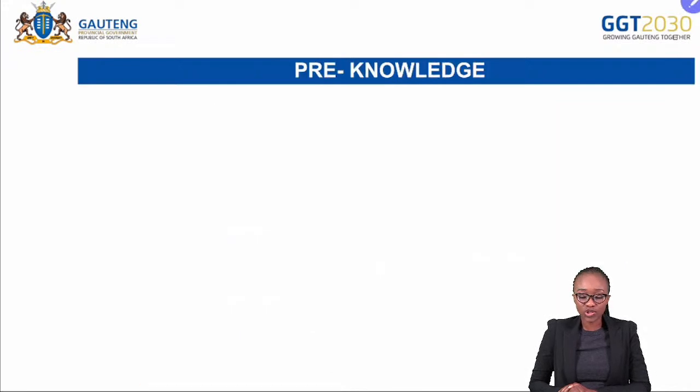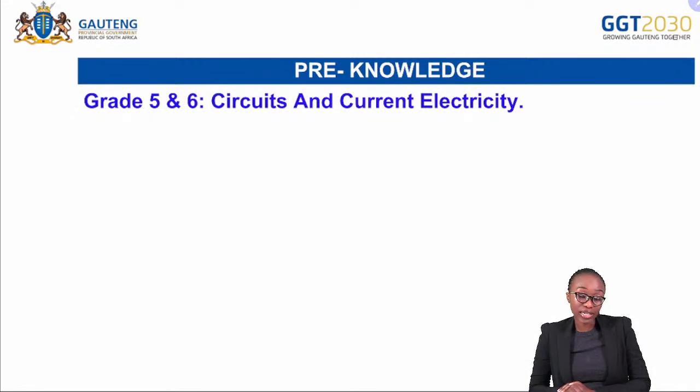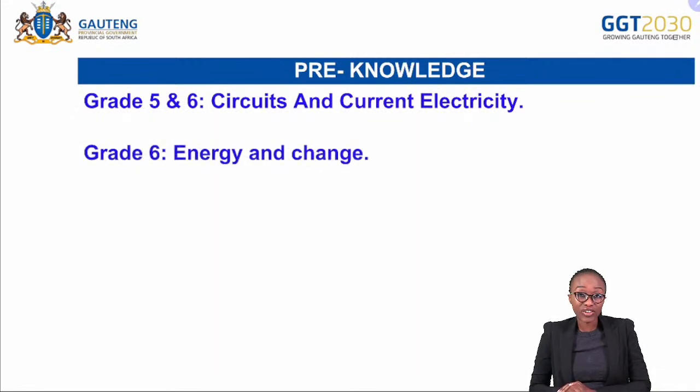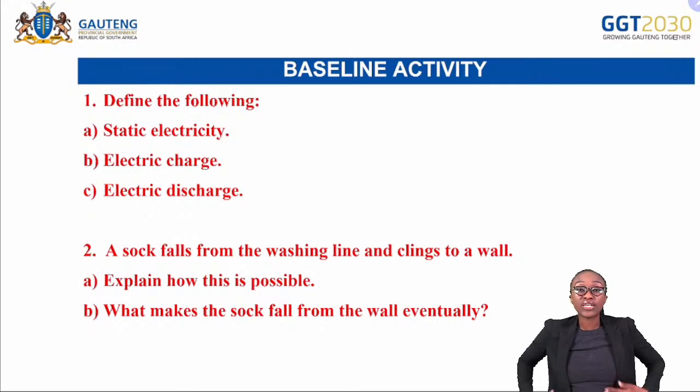Let's move on to pre-knowledge. So this is what you've learned prior to today's lesson. It basically laid down the foundation of today's lesson. In the 5th grade, we learned about circuits and current electricity. And in the 6th grade, we were introduced to energy and change, a topic that we are adding more information on today.